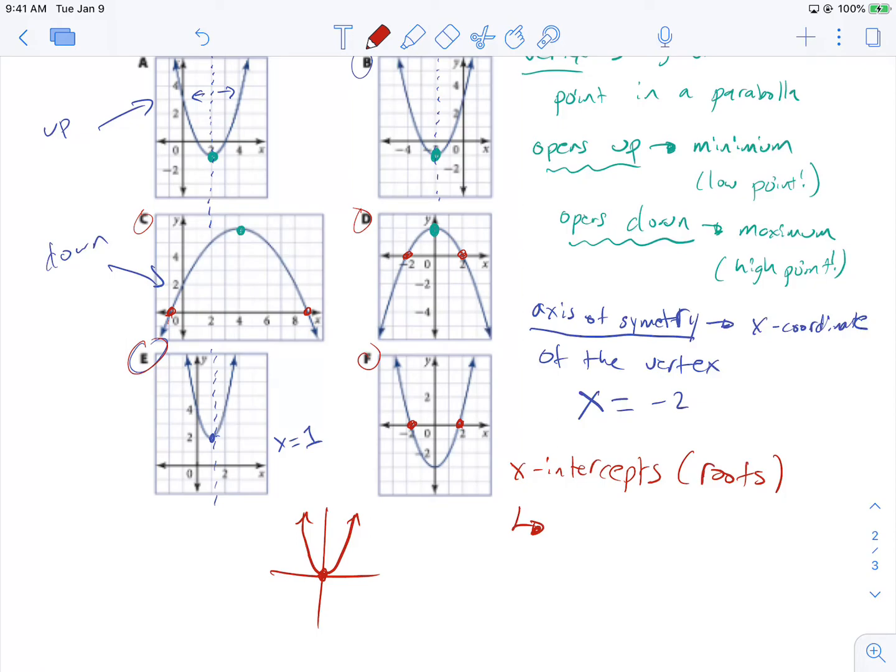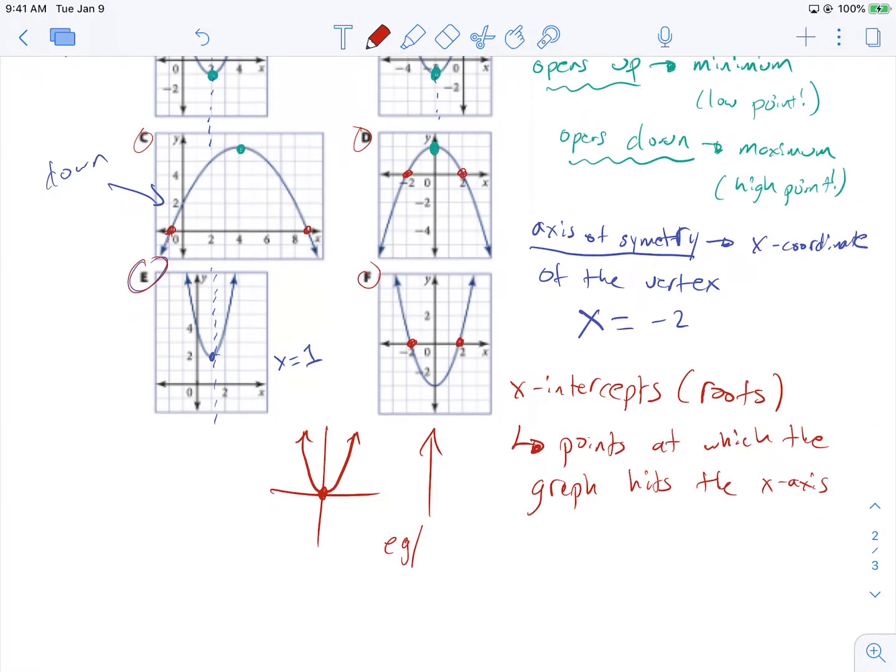So the x-intercepts, roots, these are the points at which the graph hits the x-axis. So for F, for instance, what would be the points of those? Well, it hits it at -2, 0, and it also hits it at this point over here, which is 2, 0. So that's how we generally write roots. We have our x coordinate, and we have our y-coordinate.